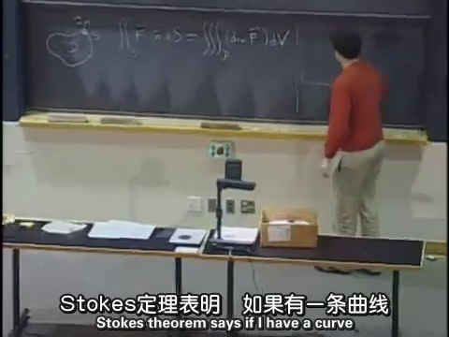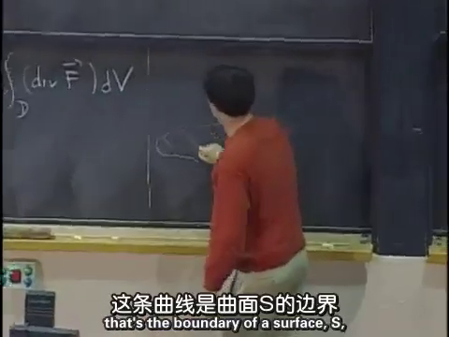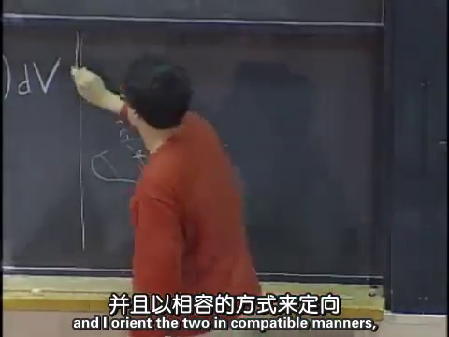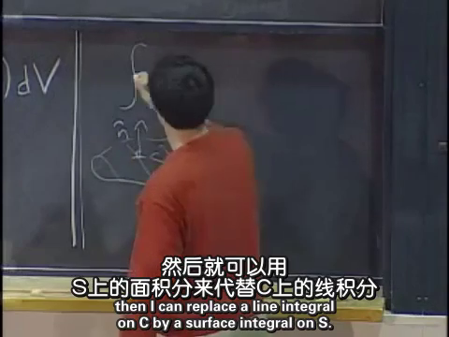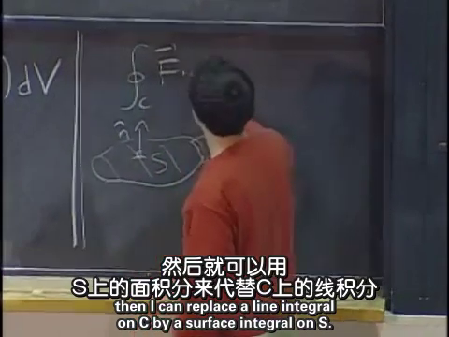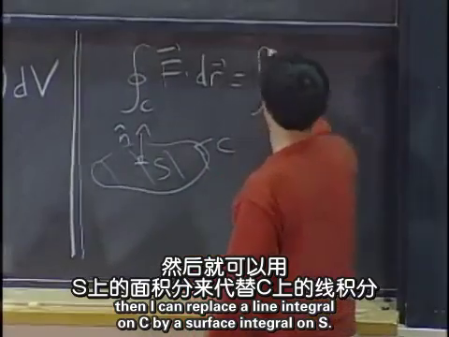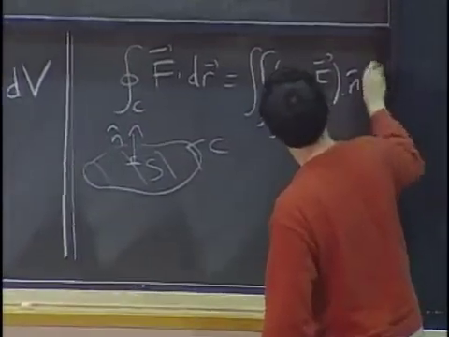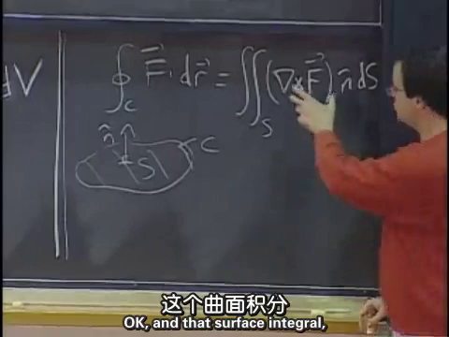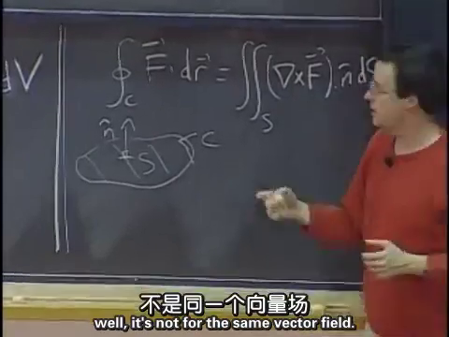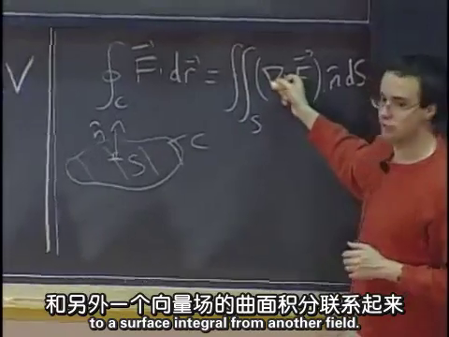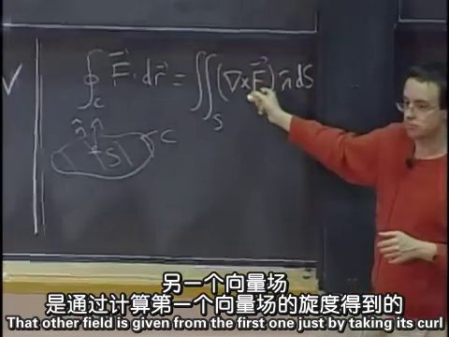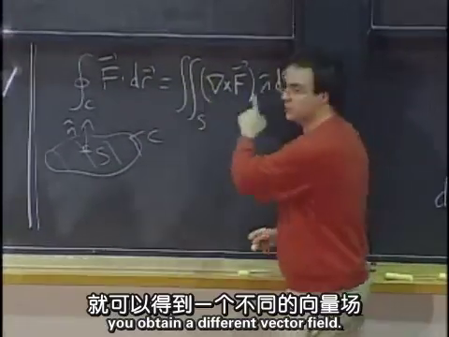Stokes' theorem says if I have a curve that's the boundary of a surface S, and I orient the two in compatible manners, then I can replace a line integral on C by a surface integral on S. That surface integral is not for the same vector field. This relates a line integral for one field to a surface integral from another field. That other field is given from the first one just by taking its curl. So after you take the curl, you obtain a different vector field.